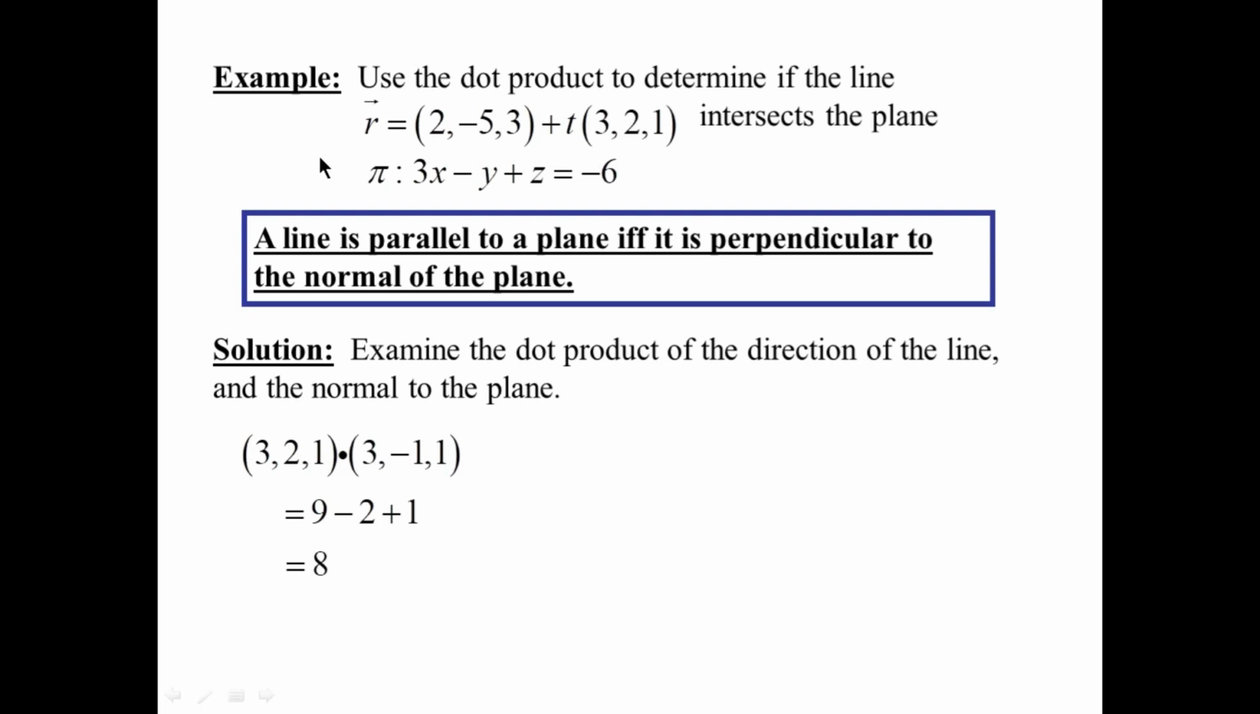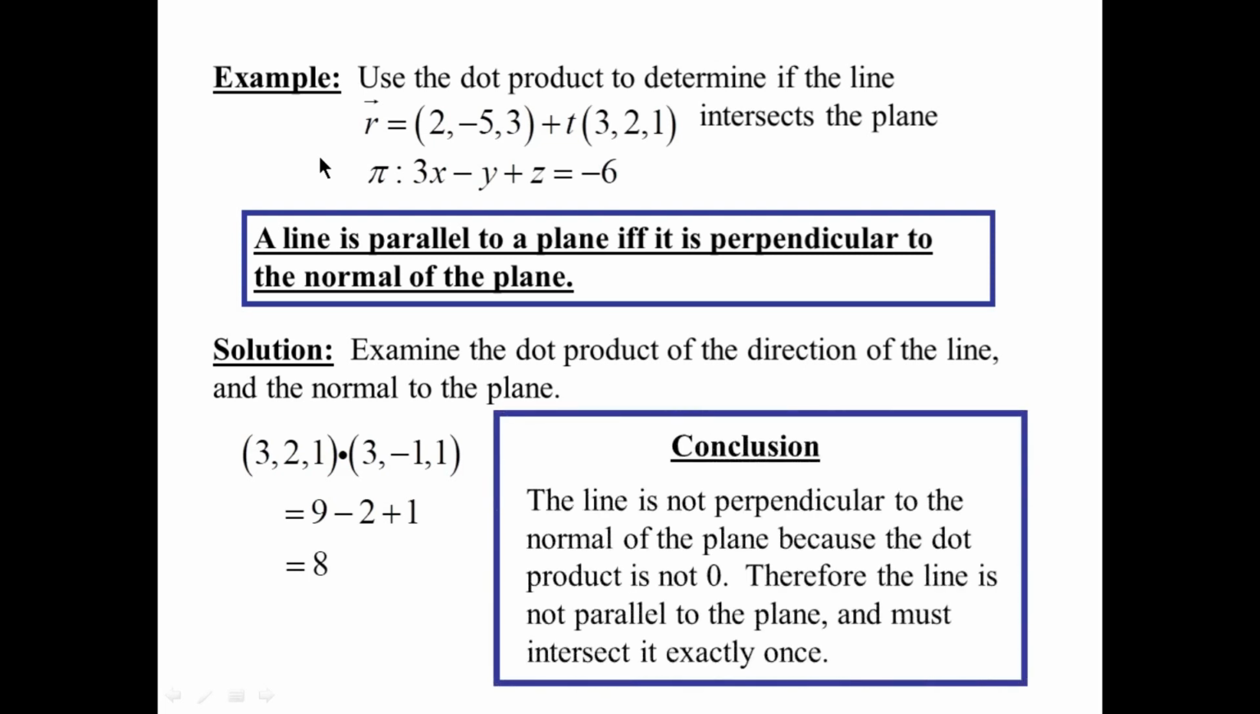And we got 8, so it's not perpendicular, so we can conclude this. Just another use of the tools in our toolbox. The line is not perpendicular to the normal of the plane because the dot product is not 0. Therefore, the line is not parallel to the plane and must intersect that plane at one point.